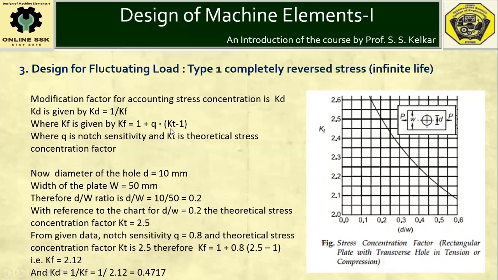And Kt many times is specified, but sometimes it is required to find out the value of Kt from a standard chart or standard graph. As in this case, they have shown the standard graph for the value of Kt. The Kt value, the theoretical stress concentration factor, can be read from this standard graph. Now here you can see the value of Kt is on the y-axis, whereas the ratio d upon W is on the x-axis. d is the diameter of the hole on the plate and W is the width of the plate.